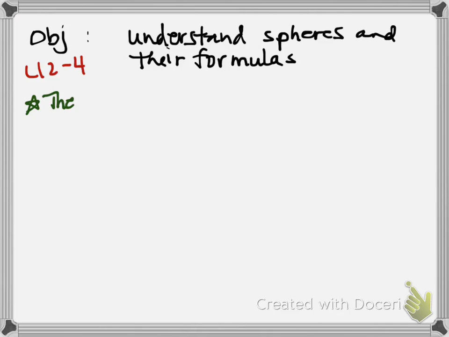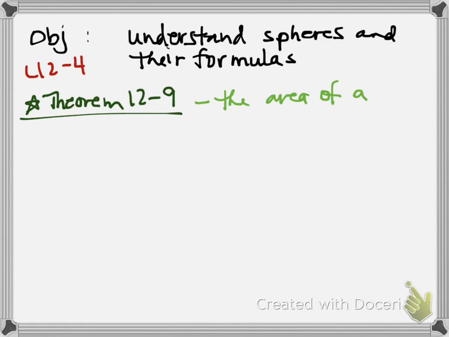So, theorem 12.9. Boba are spheres, yeah. The area of a sphere. Now, remember, when they speak of area in our geometry book, they are talking about the surface. So if you're referring to, let's say, a basketball, you're talking about the orange part, right? So you're talking about that outer part. The area of a sphere equals 4 pi times the square of the radius.